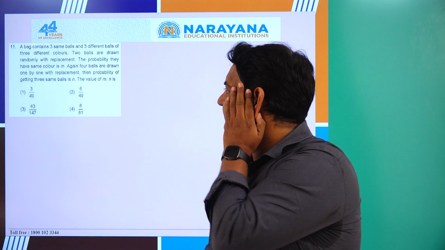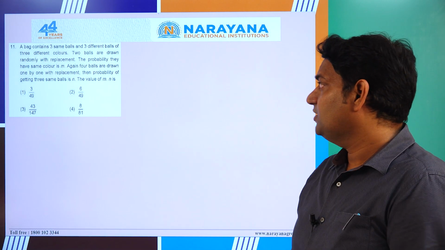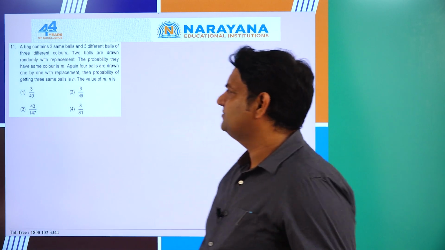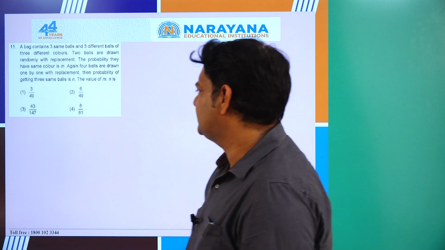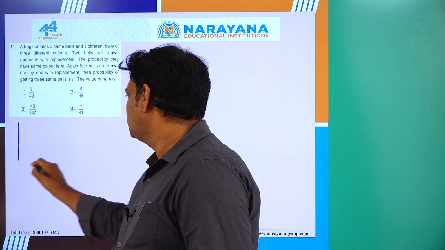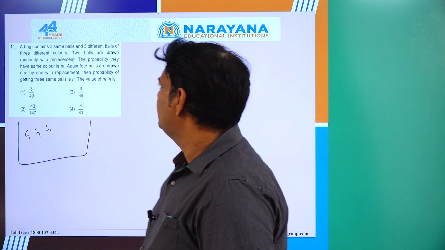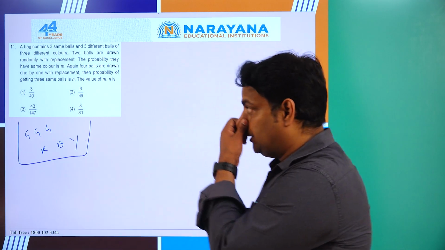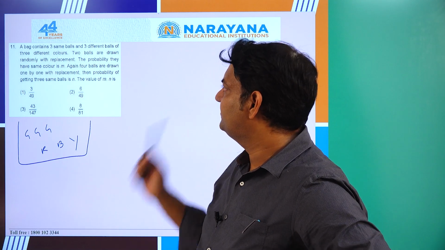This is one of the very good problems I found in this particular paper. A bag contains 3 same balls, which is again a typing error, so you should understand the problem. 3 same balls means 3 balls of the same color. Suppose 3 balls are green and 3 are different: red, blue, yellow. Total 6 balls.